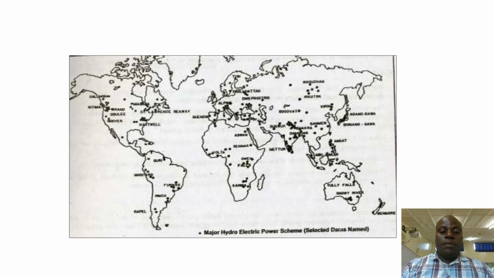This map may help you to identify some major hydroelectric power schemes or stations or plants in the world. I hope we covered these: the Aswan High Dam, the Kariba Dam, the Inga Dam, the Tennessee Valley Authority Power Station, all over the world, etc. You will be able to identify them on this world map. Thank you.